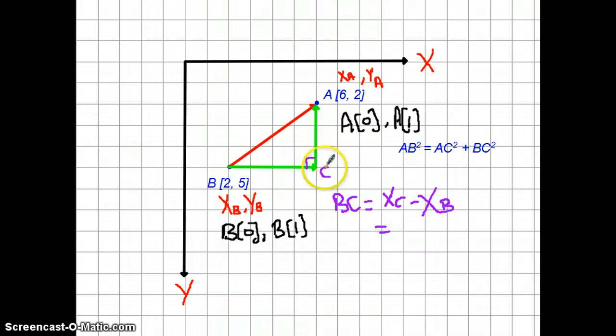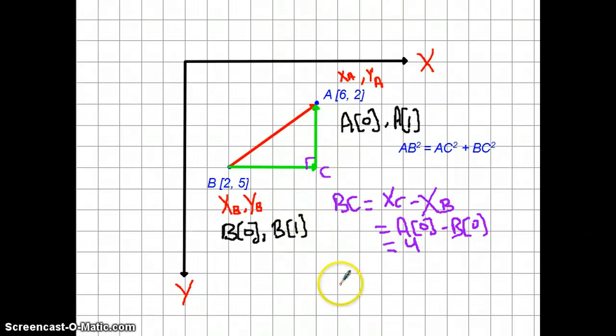Notice here that X of C is 6, which is the same as X of A. So it is A at index 0 minus X of B, which is B at index 0. Calculating that, A of 0 is 6, 6 minus B of 0, which is 2, is 4.